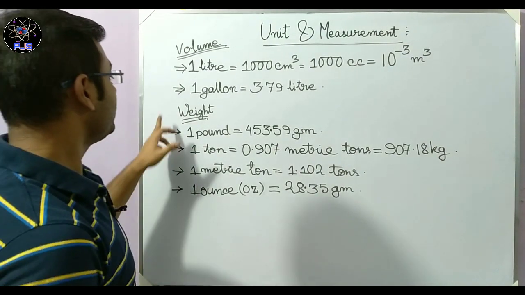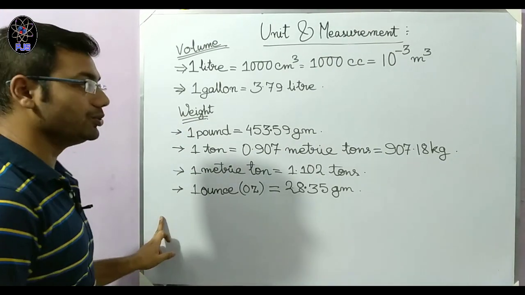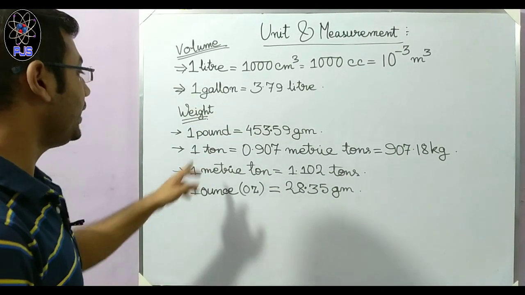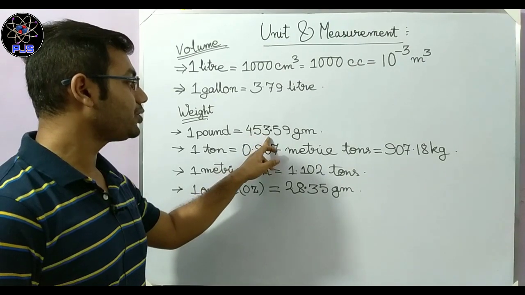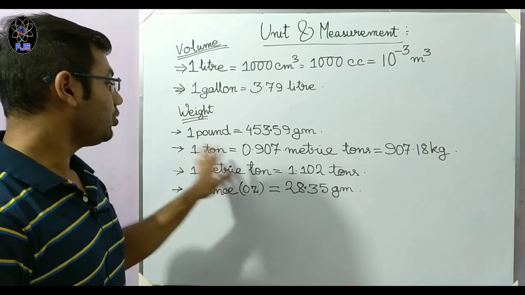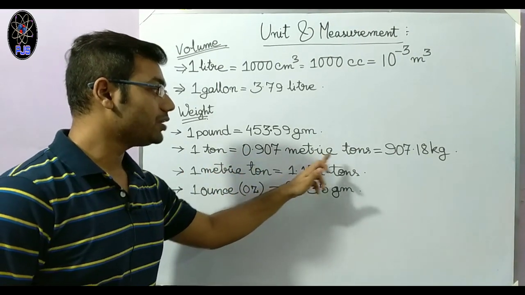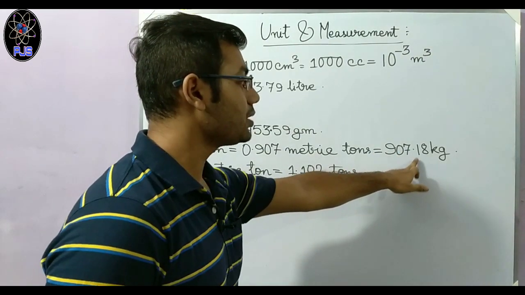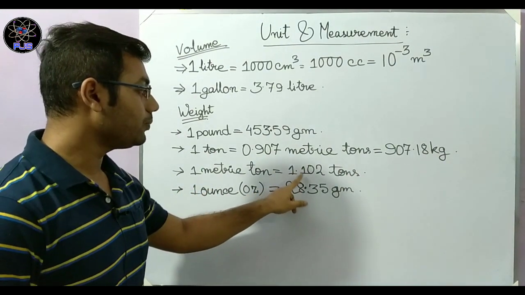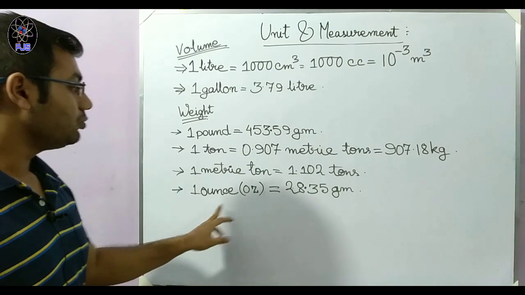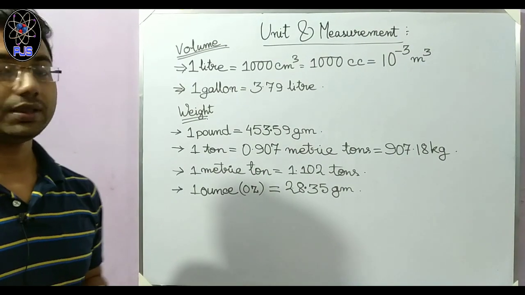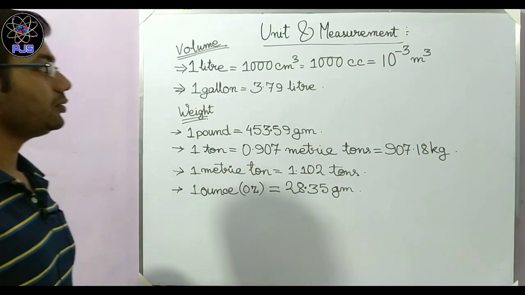Okay, now for weight these are very useful and we should know about these conversions. Like 1 pound equals 453.59 gram. 1 ton equals 0.907 metric tons, equals 907.18 kg. 1 metric ton equals 1.102 tons. 1 ounce equals 28.35 gram. These are very useful units and you should know about that. You can note down that.